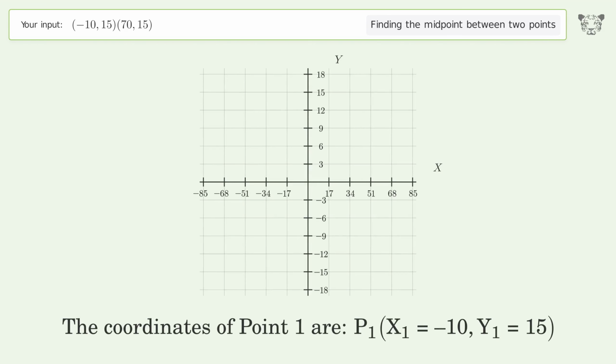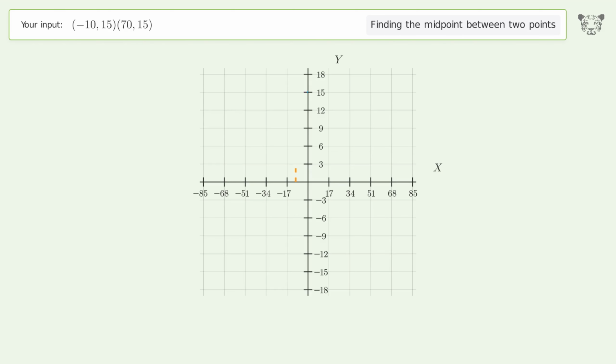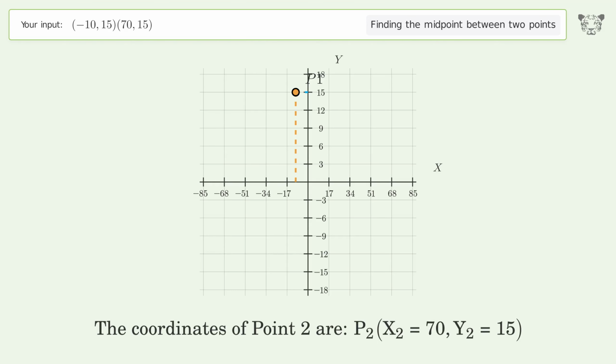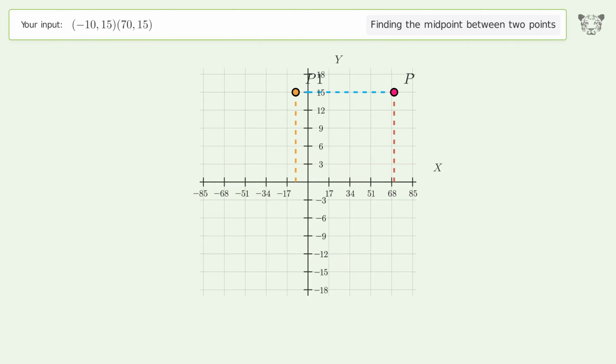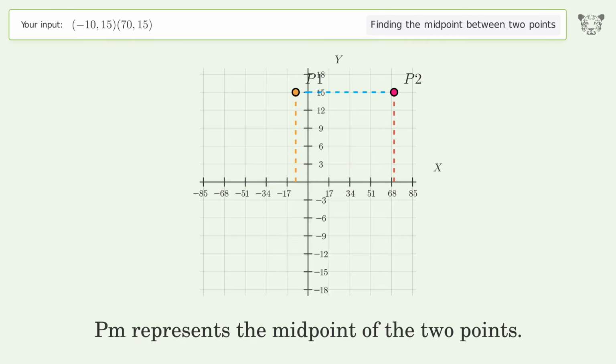The coordinates of point 1 are x1 equals -10, y1 equals 15. The coordinates of point 2 are x2 equals 70, y2 equals 15. PM represents the midpoint of the 2 points.